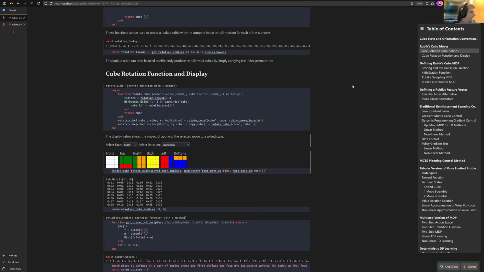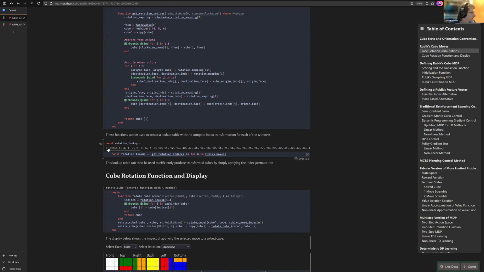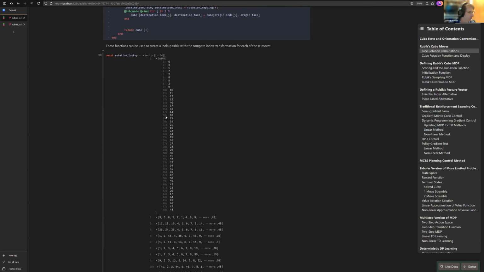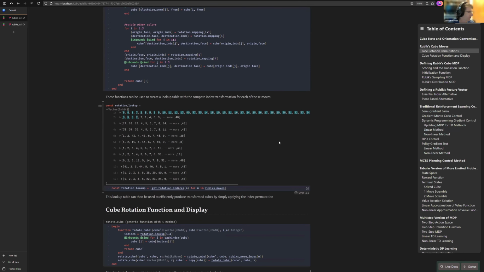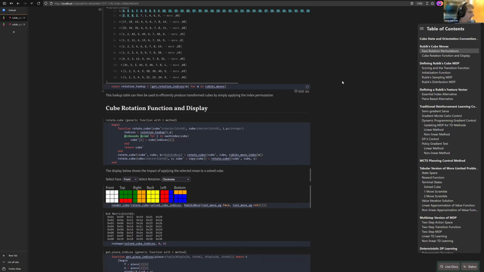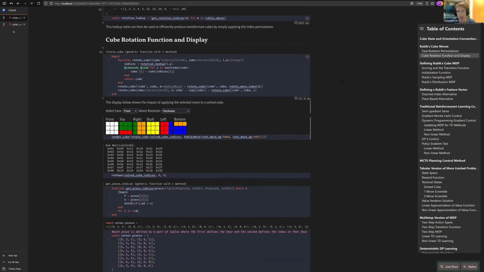And then this rotation lookup just allows me to first pick a move, find its index in the list of 12, and then just grab this permutation of the facelets. So I'm just reducing the entire cube transformation into a lookup. And the result now is I can make these functions that rotate the cube.